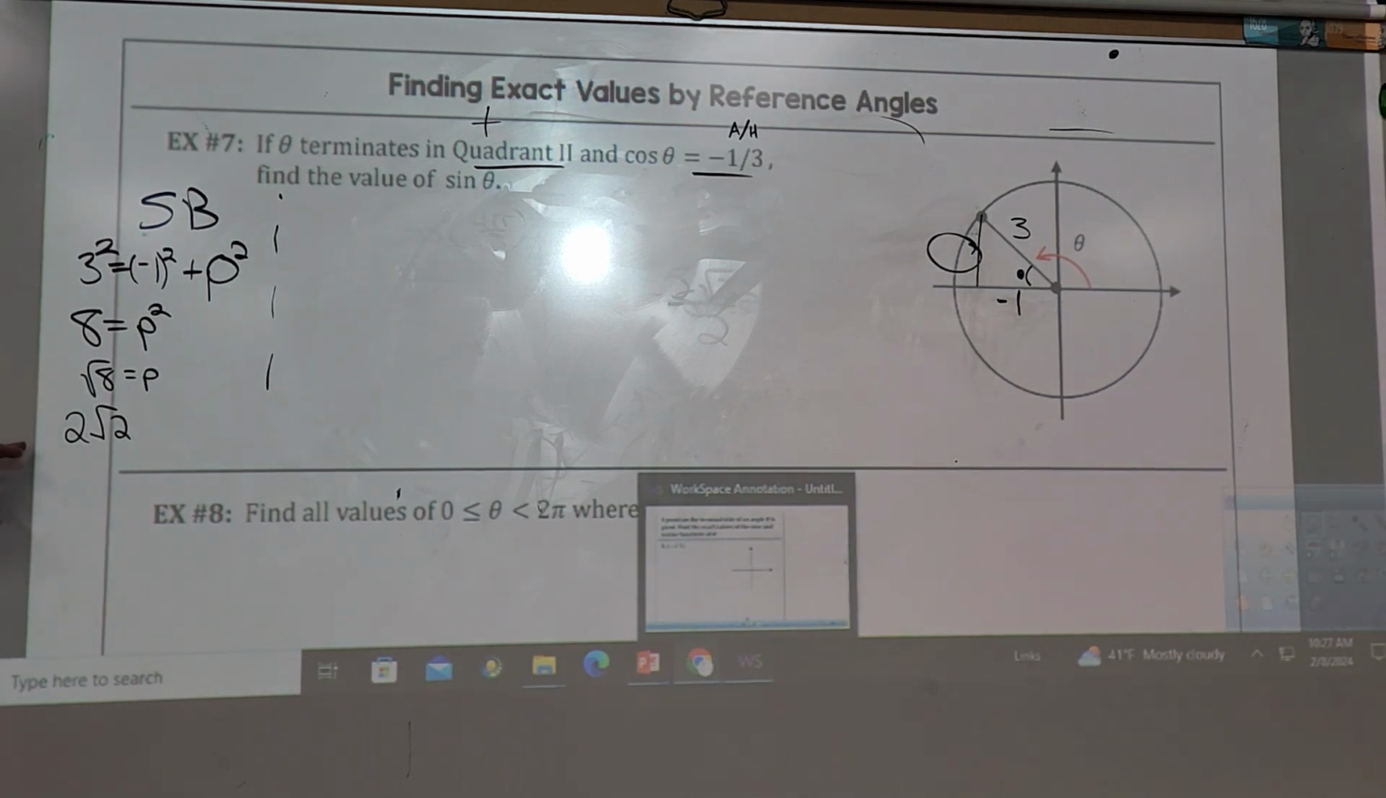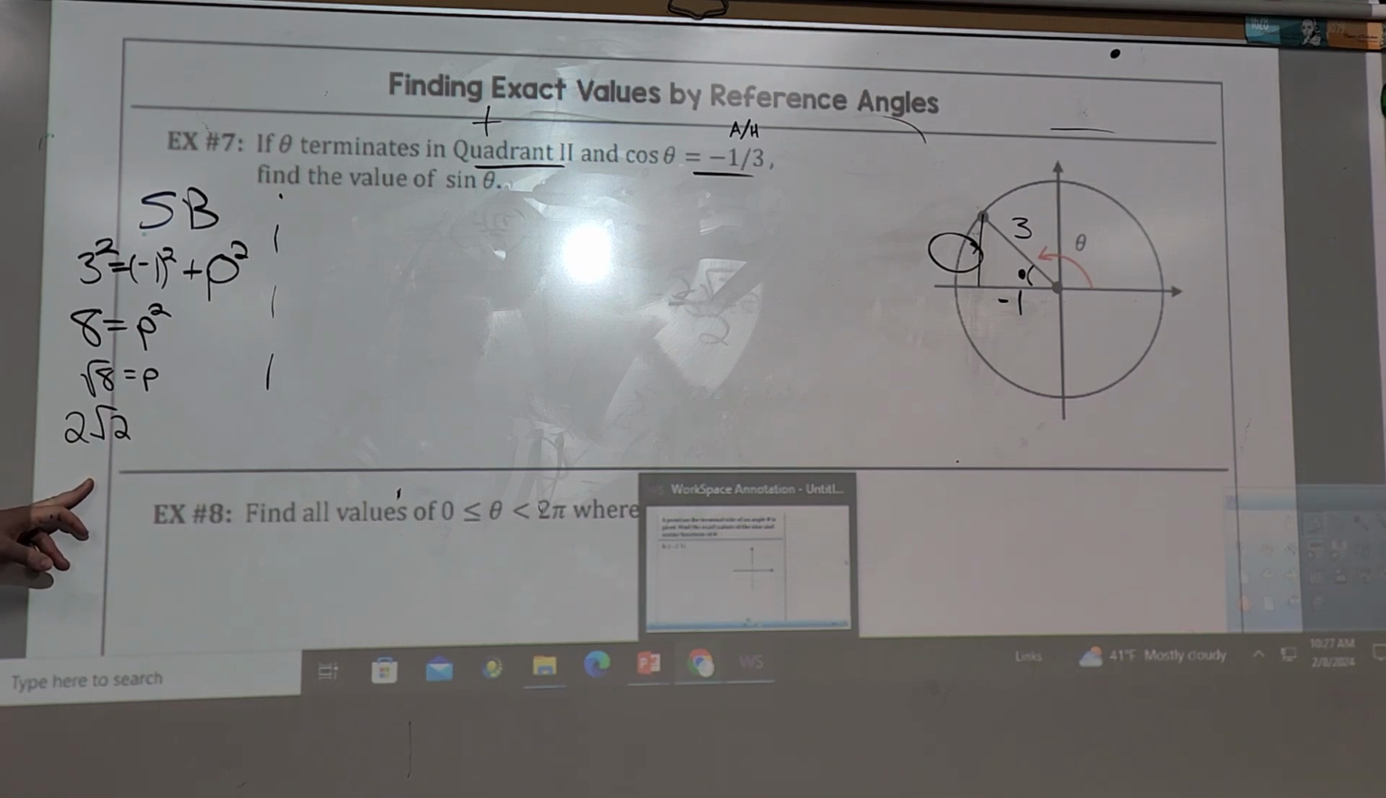You guys remember how to do that? It's 4 and 2. Square root 4 is 2. I will warn you, on multiple choice, it'll be 2 root 2. You know what I mean? Like most of multiple choice I've seen, they do. It's mostly multiple choice. All right.